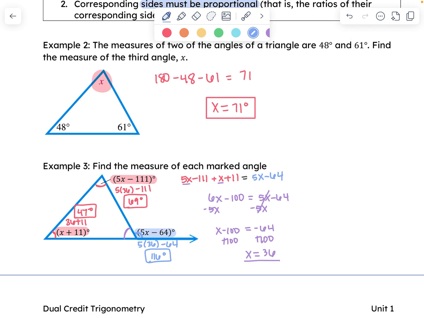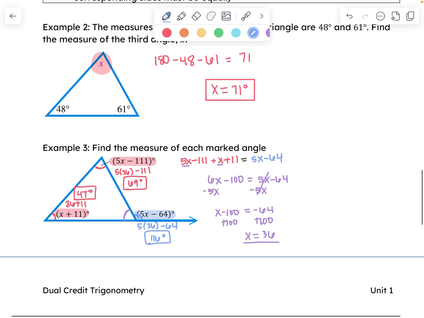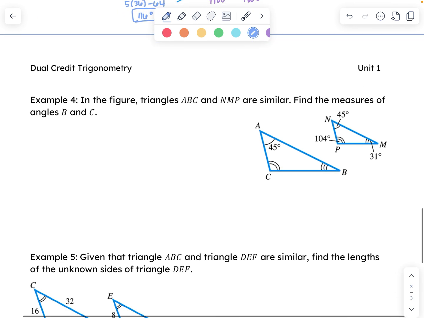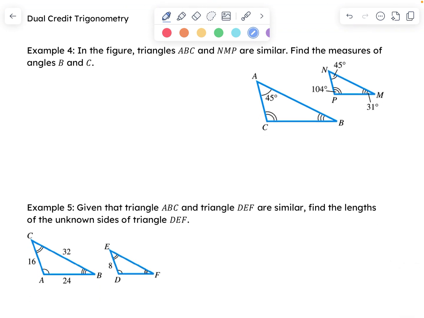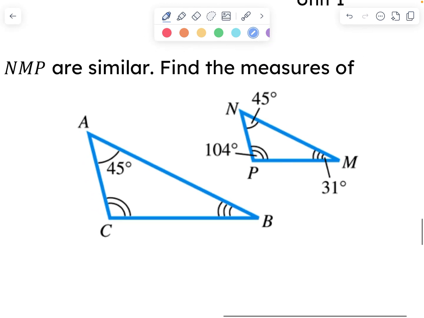Okay, so we can use things we know about triangles and things we know about our angles and our angle relationships to help us solve different types of problems. Last thing we're going to look at in the set of notes is our similar triangles. So example 4 says, in the figure, these two triangles are similar. Find the measures of angle B and angle C. When you're looking at similar triangles, you can look at how the triangles are marked or how they're labeled to help you figure out which parts are the similar parts.